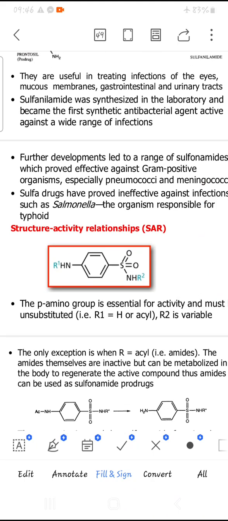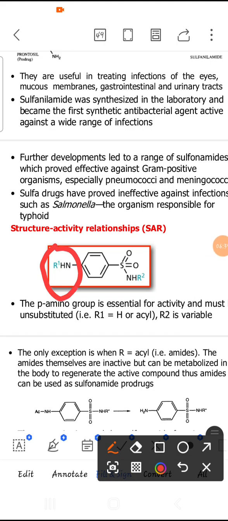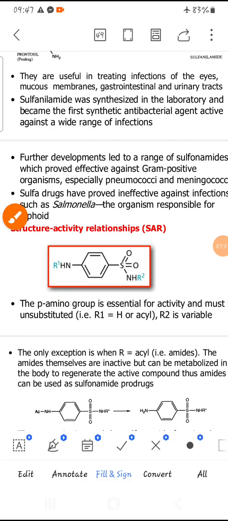This para-amino group is very important for activity. Therefore, substitution on the para-amino group will eliminate the antibacterial activity. The para-amino group must be unsubstituted. If it is substituted, it can be substituted with esters, which can be easily hydrolyzed. Other groups, if they are substituted on the para-amino group, may diminish activity. The para-amino group is essential for activity.